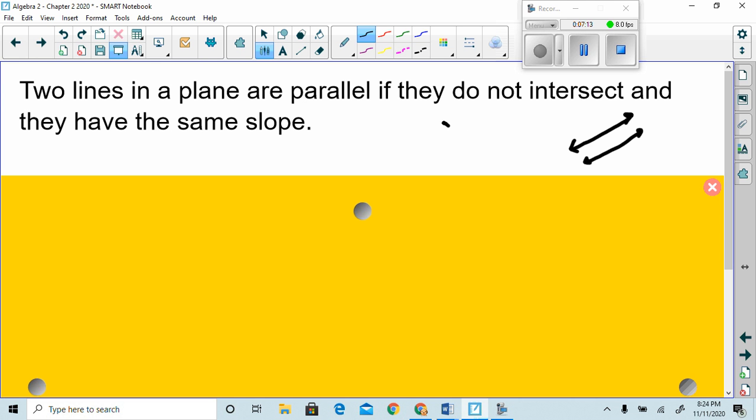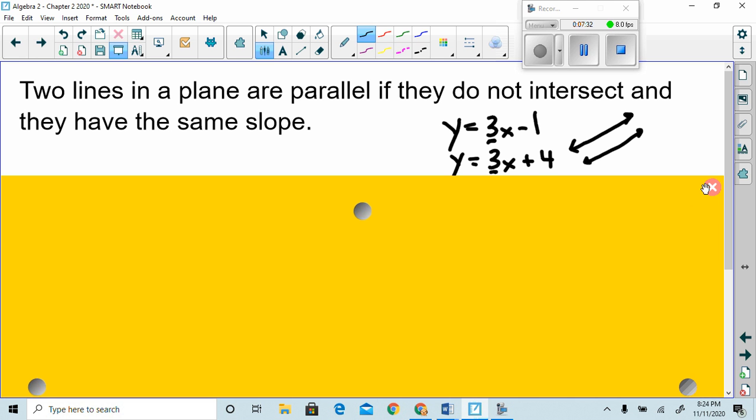So I could have a line y equals 3x minus 1, and I could have a line y equals 3x plus 4. And since the slope, which is 3, is the same in both, those lines will be parallel.